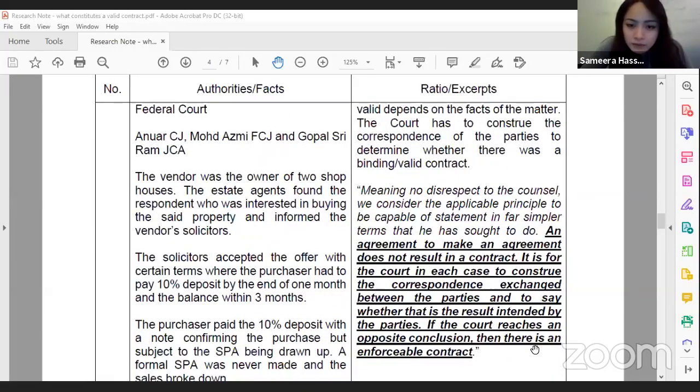An agreement to make an agreement that does not result in a contract. It is for the court in each case to construe the correspondence exchanged between the parties and to say whether that is the result intended by the parties.